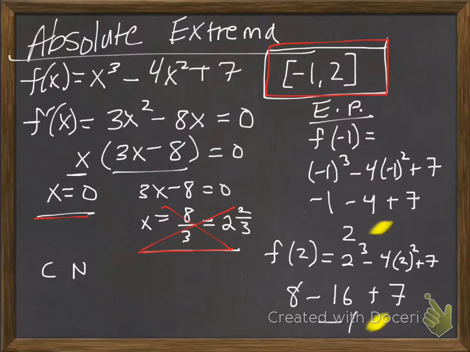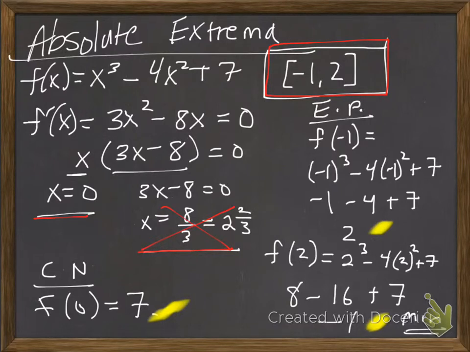Finally, let's deal with our critical number. In this case, only one of them. That was x equals 0. So f of 0, plug it in, and you obviously get 7. So this makes our life quite easy, isn't it? No fractions. So we have the following values. We have 2, we have -1, and we have 7. Well, the smallest of those is obviously -1, so that's our absolute min. And the greatest of these is obviously 7, and that's our absolute max.